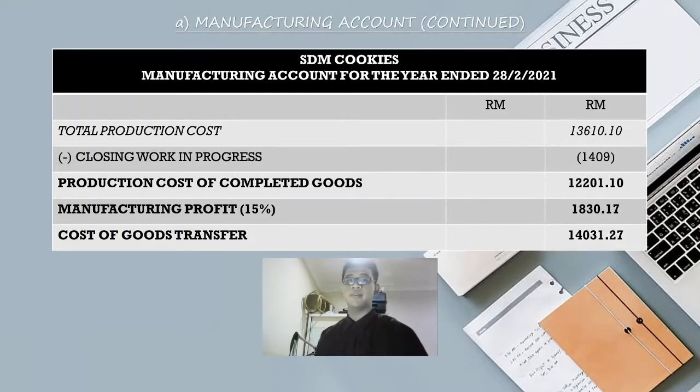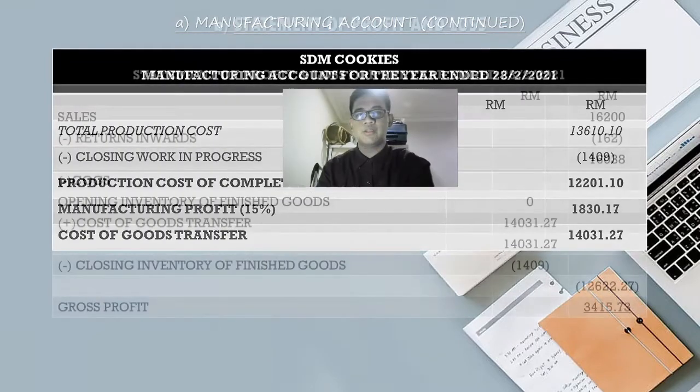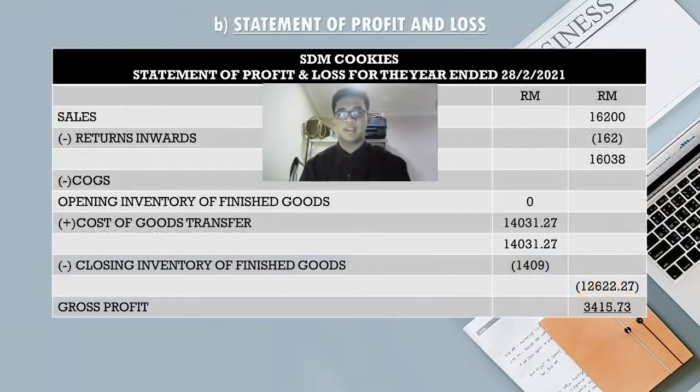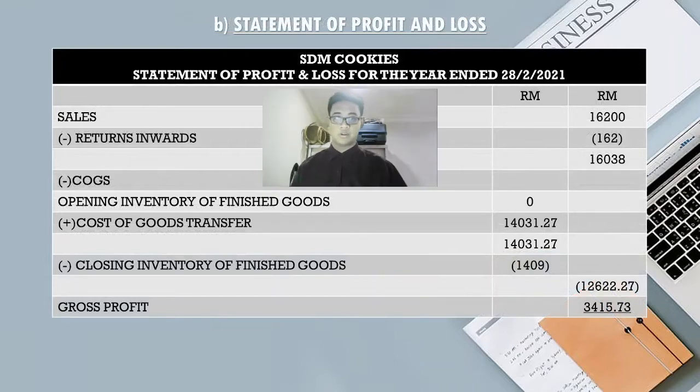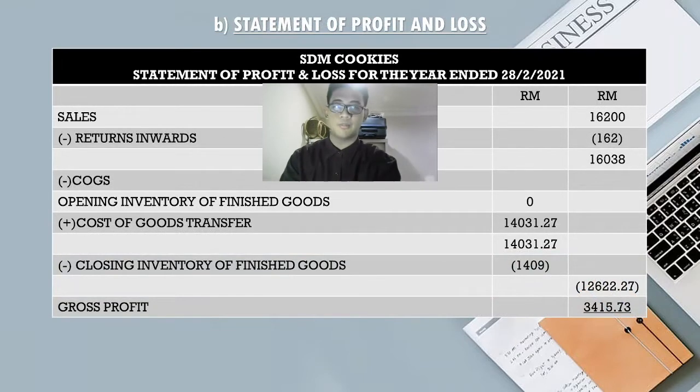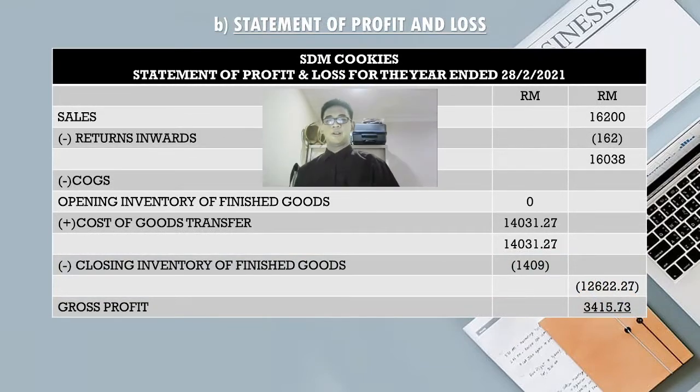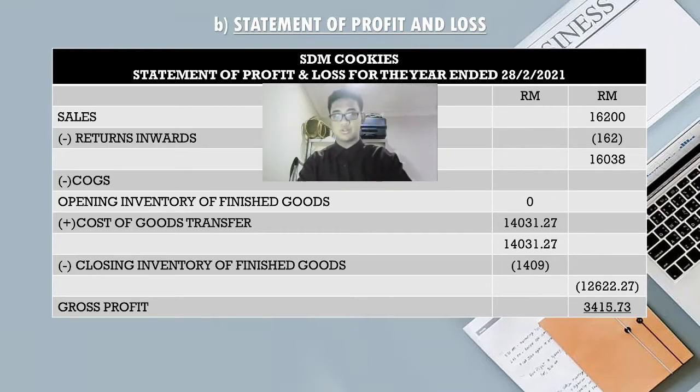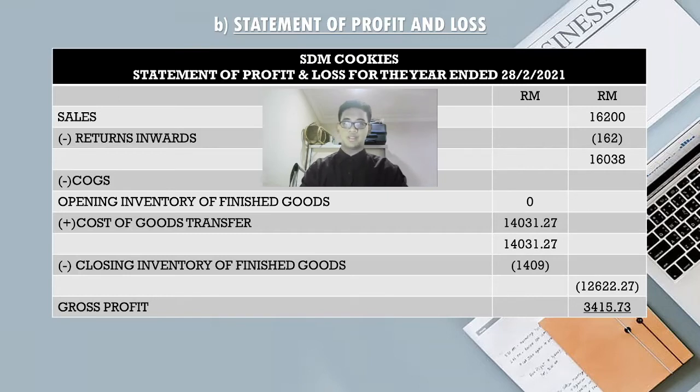Moving on to the statement of profit and loss and other comprehensive income, we begin with our sales for the month, which would equal about 16,200. We had a return inwards of about 162, so our net sales would equal 16,038. The cost of goods sold begins from a null opening inventory, since we just purchased the raw material, that's why the opening inventory is 0. Adding the cost of goods transferred and minusing the closing inventory of the finished goods, the cost of goods sold will equal about 12,622 and 27 cents. Minusing that from our net sales will equal a gross profit of 3,415 and 73 cents.